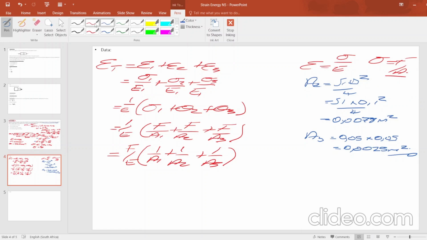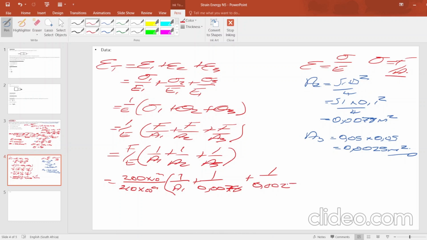Then we can go ahead and substitute into this formula there. Do we have force? Yes, we do. Force is 200 times 10 to the power 3, divided by Young modulus, given as 210 times 10 to the power 9, open bracket, 1 over area 1, we are looking for the inner diameter, plus 1 over area 2, we did calculate it, 0.00778, plus 1 over 0.0025, close bracket.